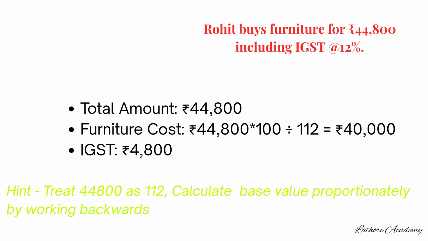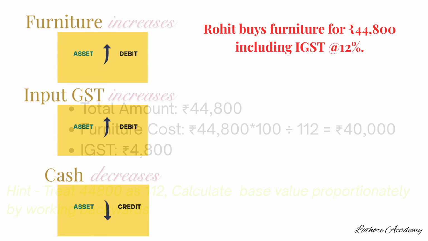In this case 44,800 is representing 112, isn't it? How do we get 112? If we consider 100 rupees as a base value, 12 rupees is the IGST and 112 is the total value. So 44,800 in this case represents 112. So we have to calculate backwards: for 112 it is 44,800, for 100 it is how much? So it comes to around 40,000 and the IGST portion comes to around 4,800.